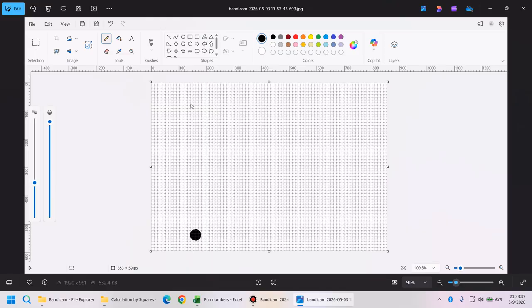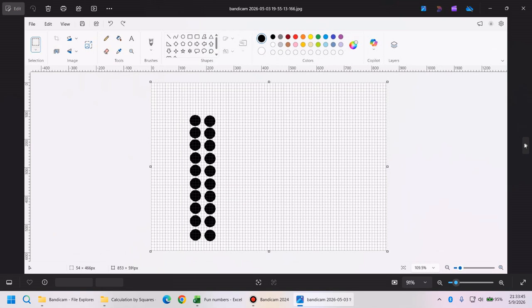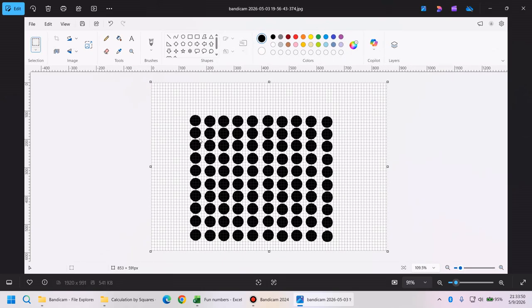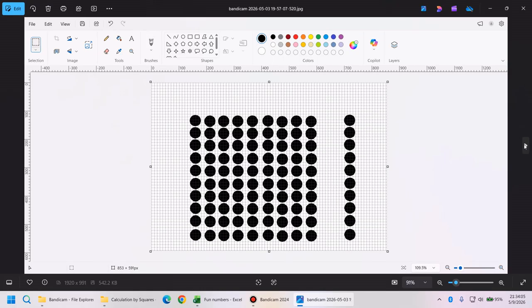Now I'm going to start with a number that's very simple, and that number is going to be 10 by 10. So you can see here 1, 2, 3, 4, 5, 6, 7, 8, 9, 10. Okay, and as you can see, we have a 10 by 10. Now, what we're going to do is remove the final row. Then we're going to put the row on top of it. Now we have 11 by 9.